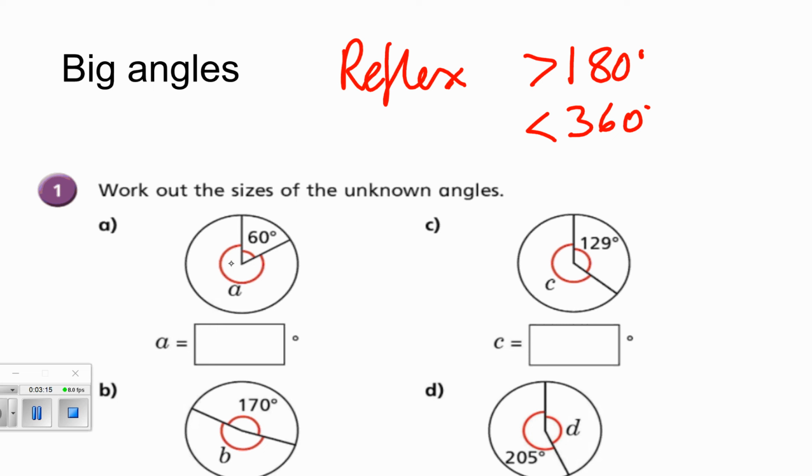Angle A here is, we're going to again go with our circle of 360 degrees, take off 60. So angle A here would be 300 degrees. And it's a reflex angle. And I think you can do the same calculations for all of the other problems.